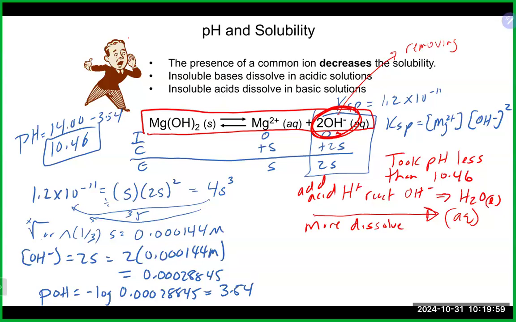So that is why that 10.46 is an important number to know, because that's sort of your baseline of going up or down in pH and causing that sort of effect to occur. Any questions on that? Now, let's just say the opposite.